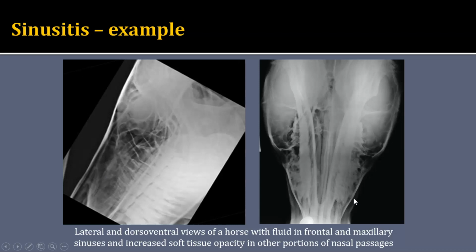On the dorsal ventral view, remember, we can hopefully, if it's unilateral, look for one side to compare to the other side. This patient is pretty normal on the right side, so you can see the maxillary sinus and the right nasal passages. But if you look, the left nasal passages have increased soft tissue opacity, and portions of the left maxillary sinus have increased fluid and soft tissue opacity. I don't believe that this patient had a diagnosis of the cause of the sinusitis, so this might have been a primary sinusitis.